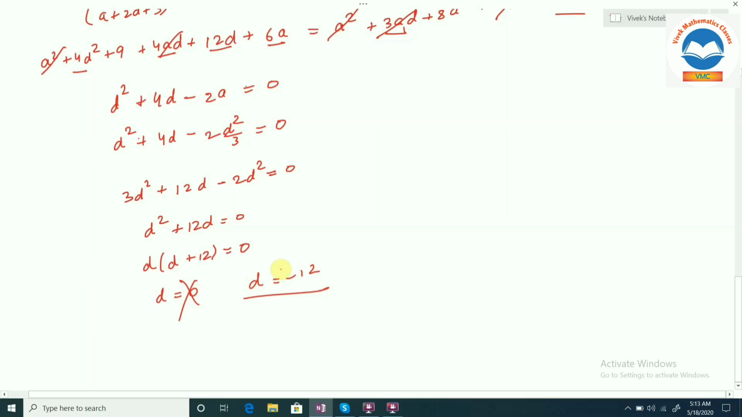Okay, so what will be our a value? We know that d square equals 3a. Substitute here, so we get minus 12 square equal to 3a. So a will be how much? 144 divided by 3. If you cancel out, you will get 48. So the a value will be 48.